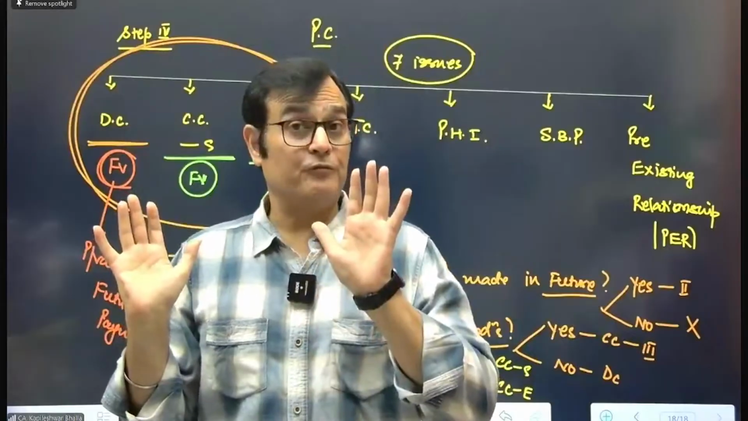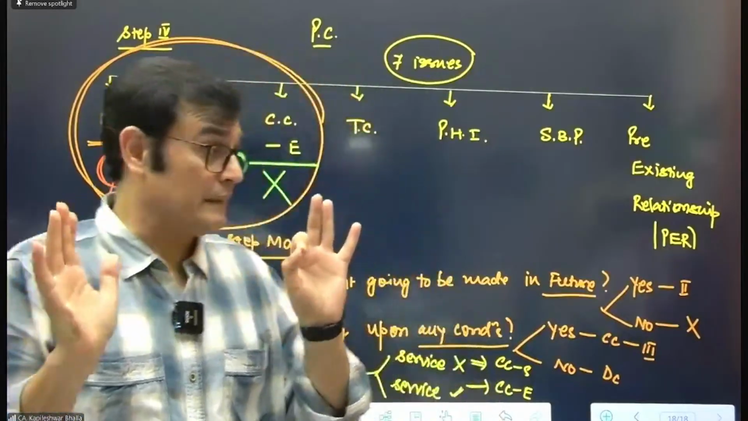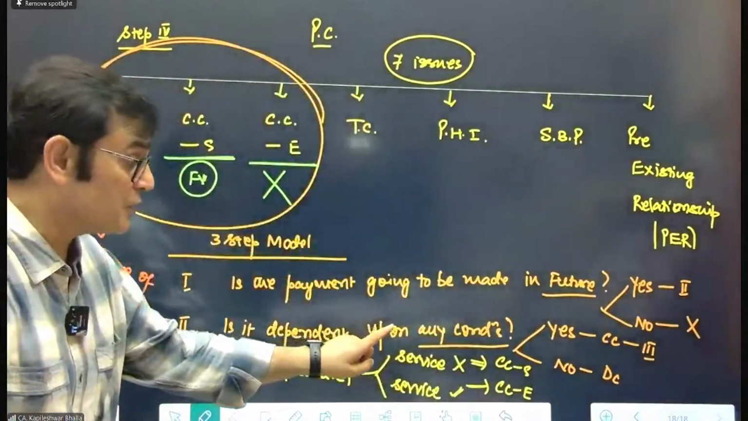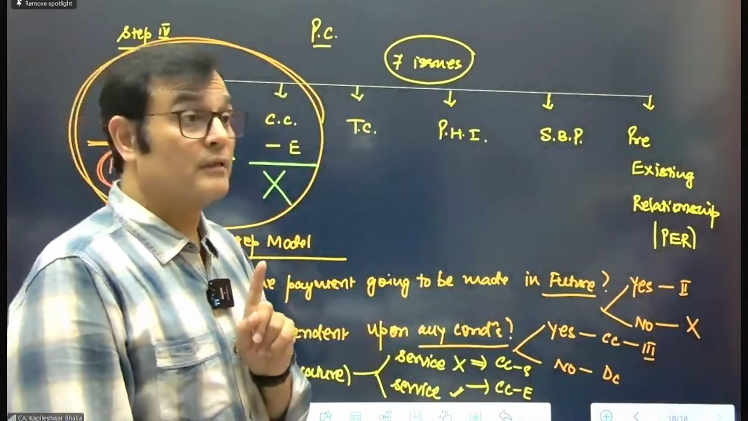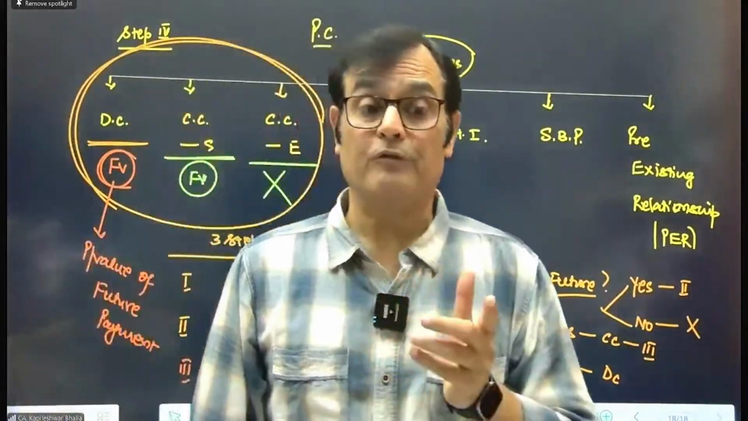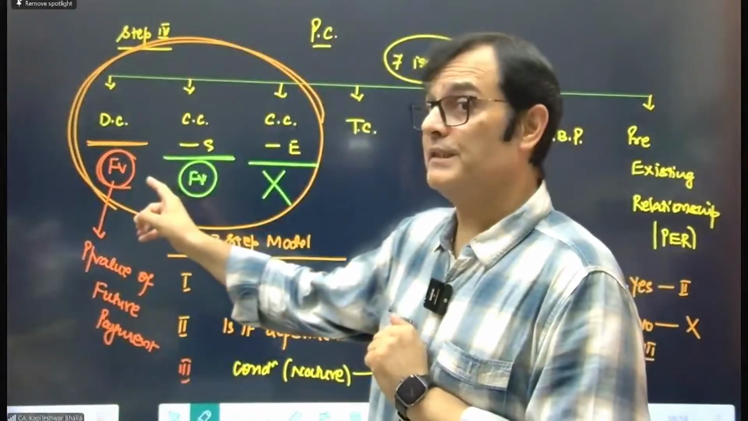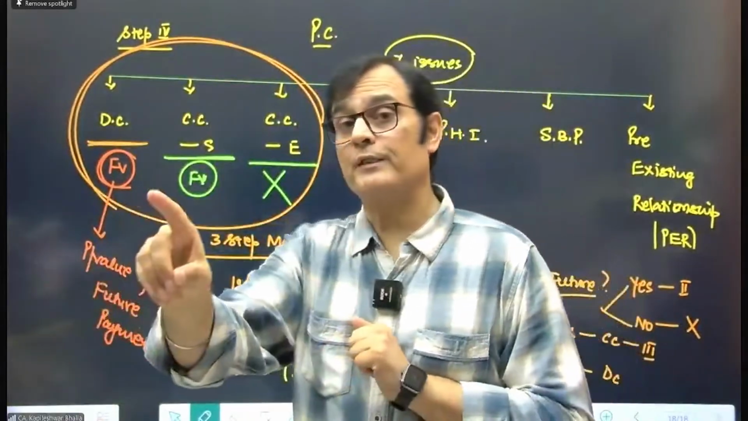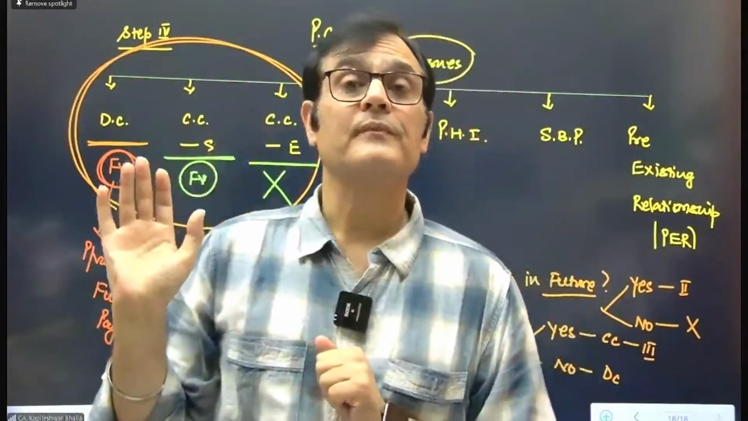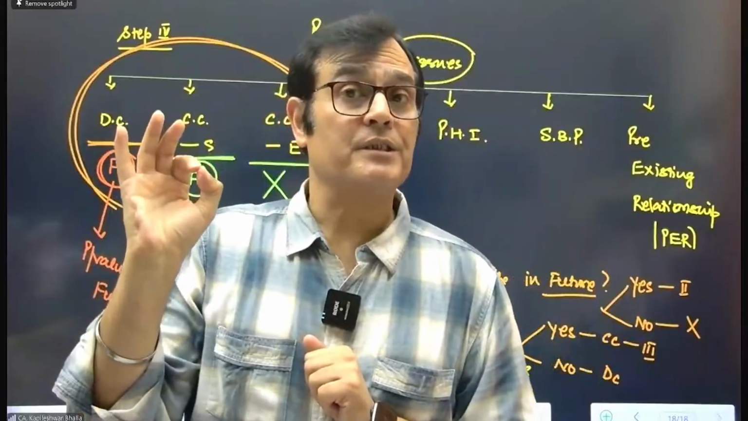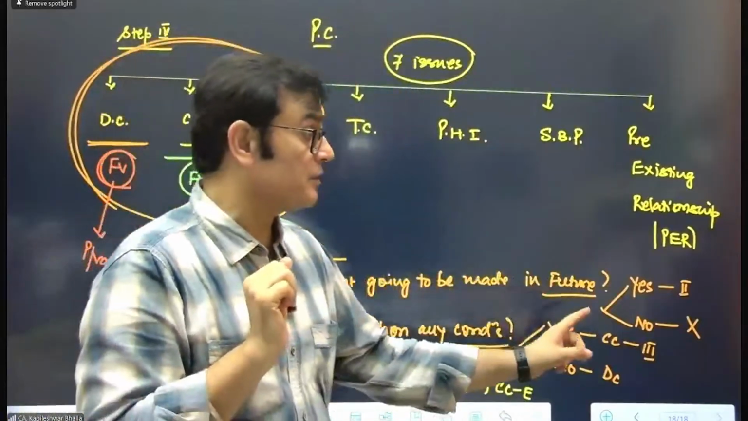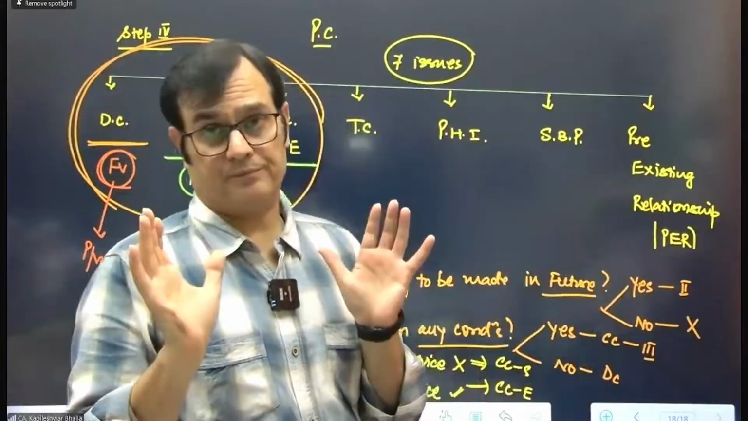But if the payment is in the future, you go to step number 2 and see, are there any conditions attached on the payment? If there are no ifs and buts, it is a DC, confirmed payment. Capture it at fair value as a part of the PC. What is the fair value? Present value of the future payment. If there are any conditions attached, it is a contingent consideration. Then I go to step number 3.